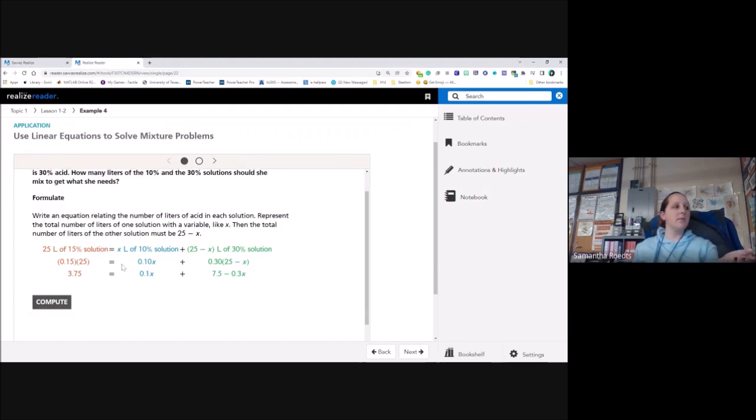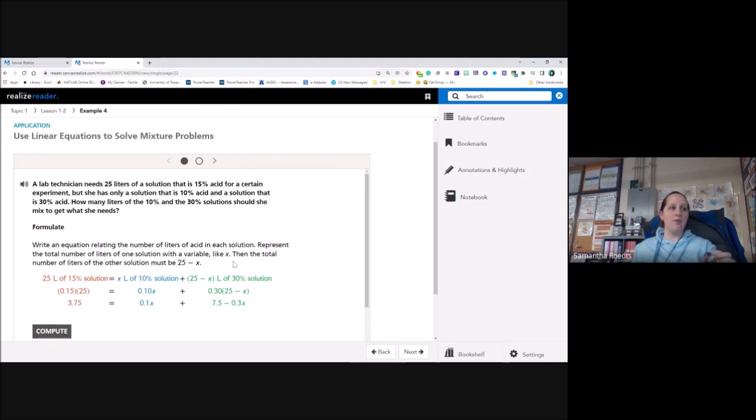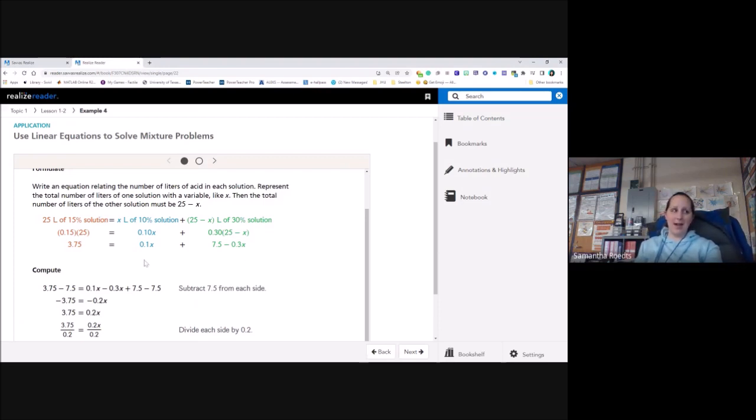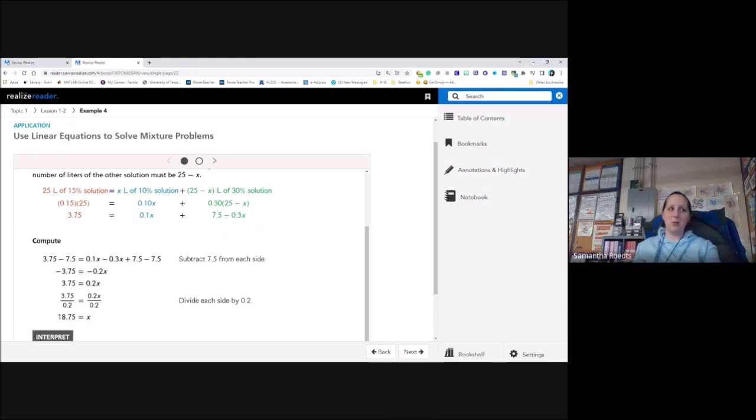Okay. So I have 25 times 15%. 15% becomes 0.15. 25 times 0.15 is 3.75. Then I have 0.1x representing that 10% solution, and 7.5 minus 0.3x representing that other 25 liters of the 30% solution. So I have 3.75 equals 0.1x plus 7.5 minus 0.3x.